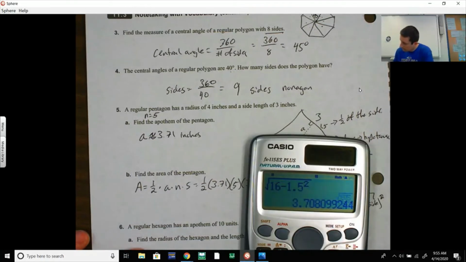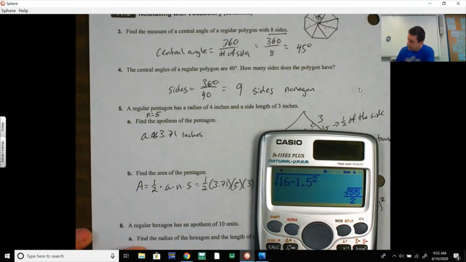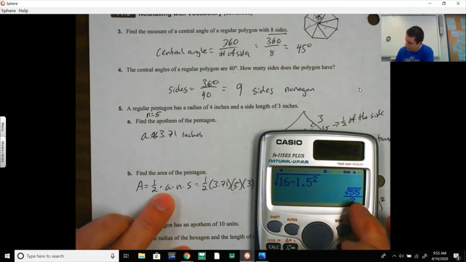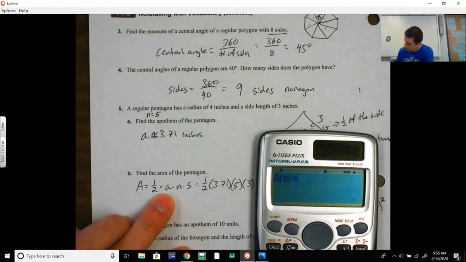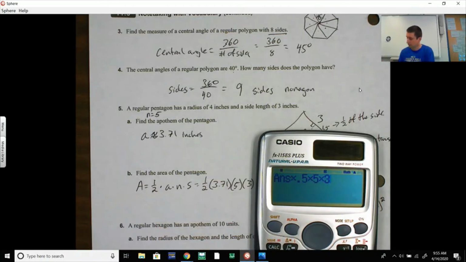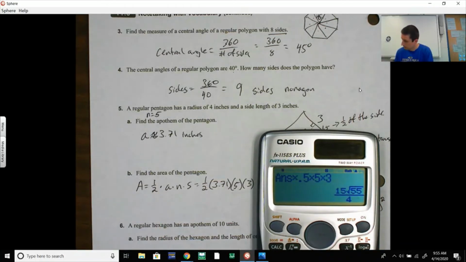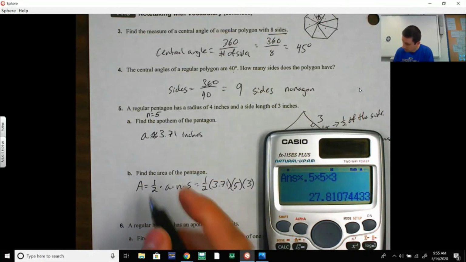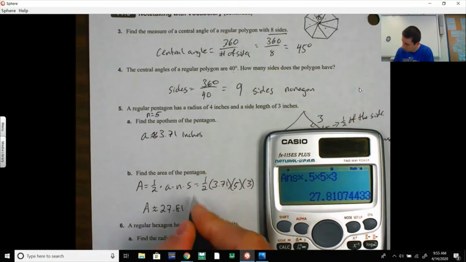Now, if at all possible, I would keep that last answer. That's my apothem. I'll just take that answer times 1/2 times 5 times 3. The less rounding you do, the more accurate your answer is going to be. Okay, and that gives me 27.81. So the area is about 27.81 square inches.